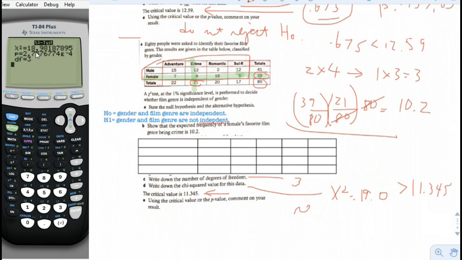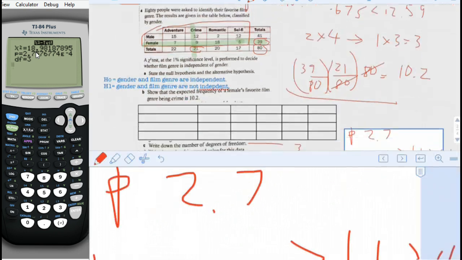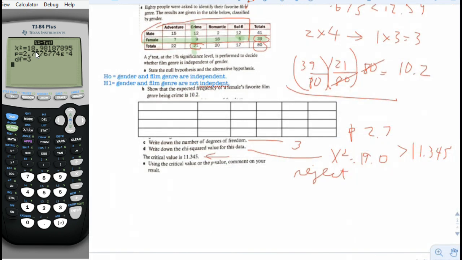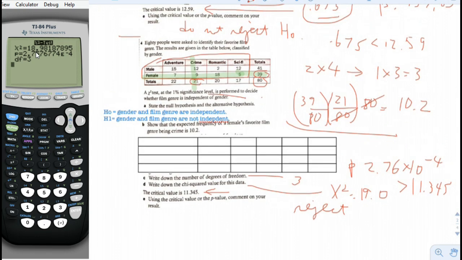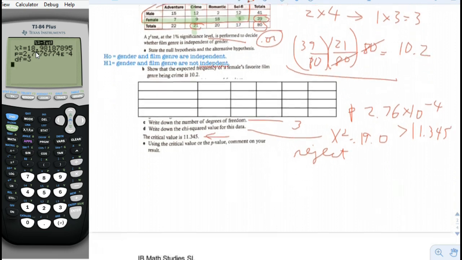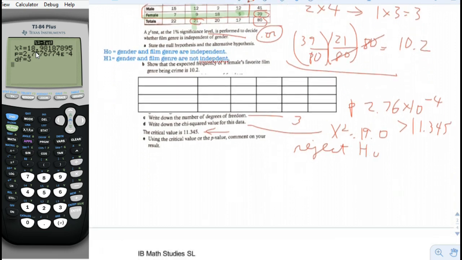Okay? We reject. By the way, the p-value, it says is 2.759, which is 2.76 times 10 to the negative fourth, which is a super small number. And this super small number is less than the significance level of 0.01, so that also means we're going to reject the null hypothesis. Okay?